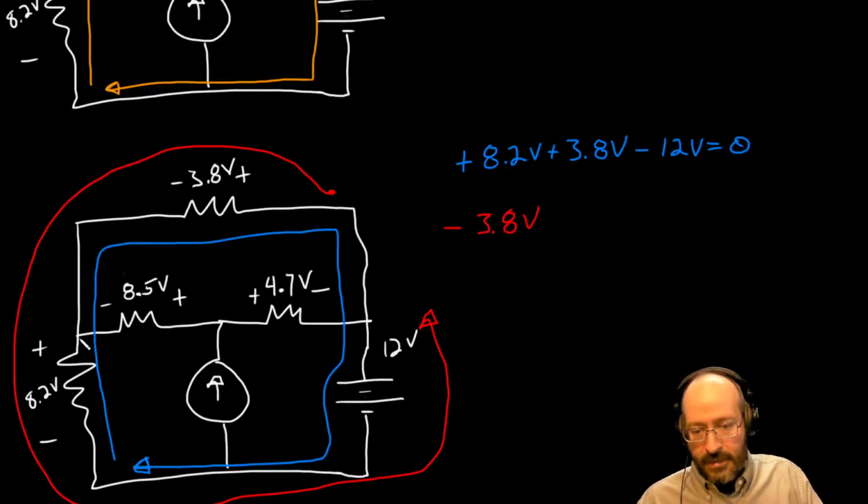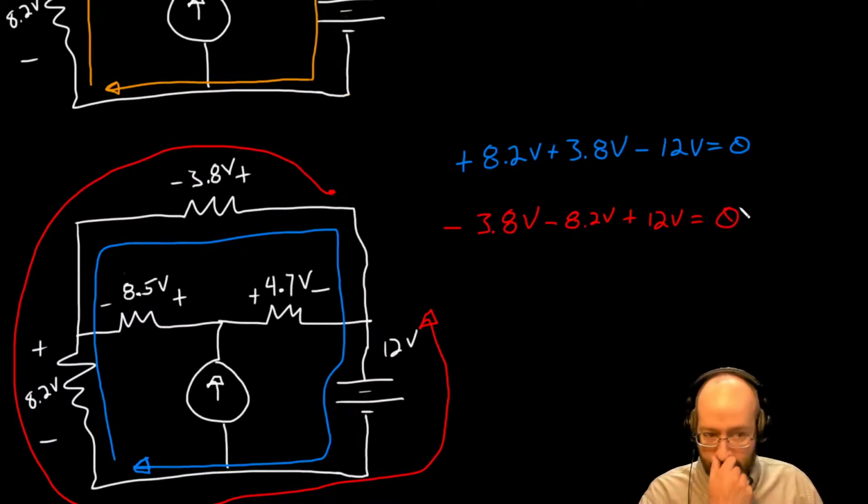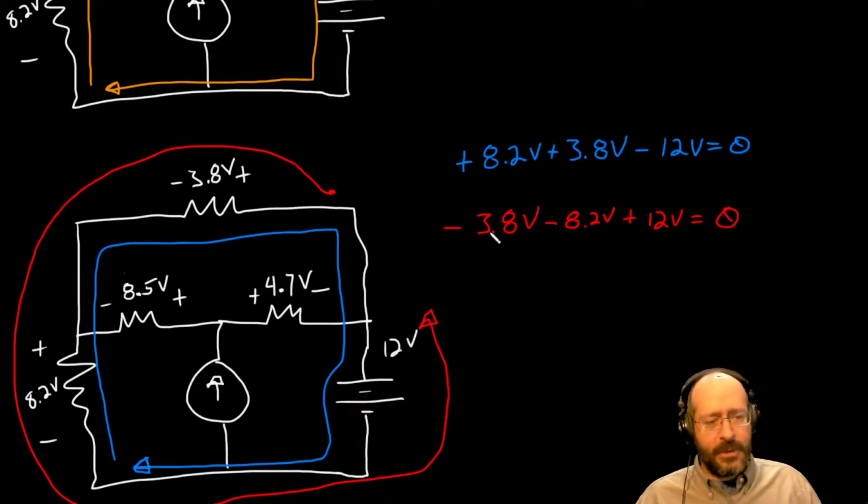Okay, as I come down here, I move from top to bottom across the 8.2 volts, and that's plus to minus, so that's going to be a drop, and it has a magnitude of 8.2 volts. And now we're over here, and I'm going from bottom to top across the 12 volt battery, so that's going to be a rise of 12 volts, and that should be equal to 0. And if we do a quick check, look, all the signs are different, right?